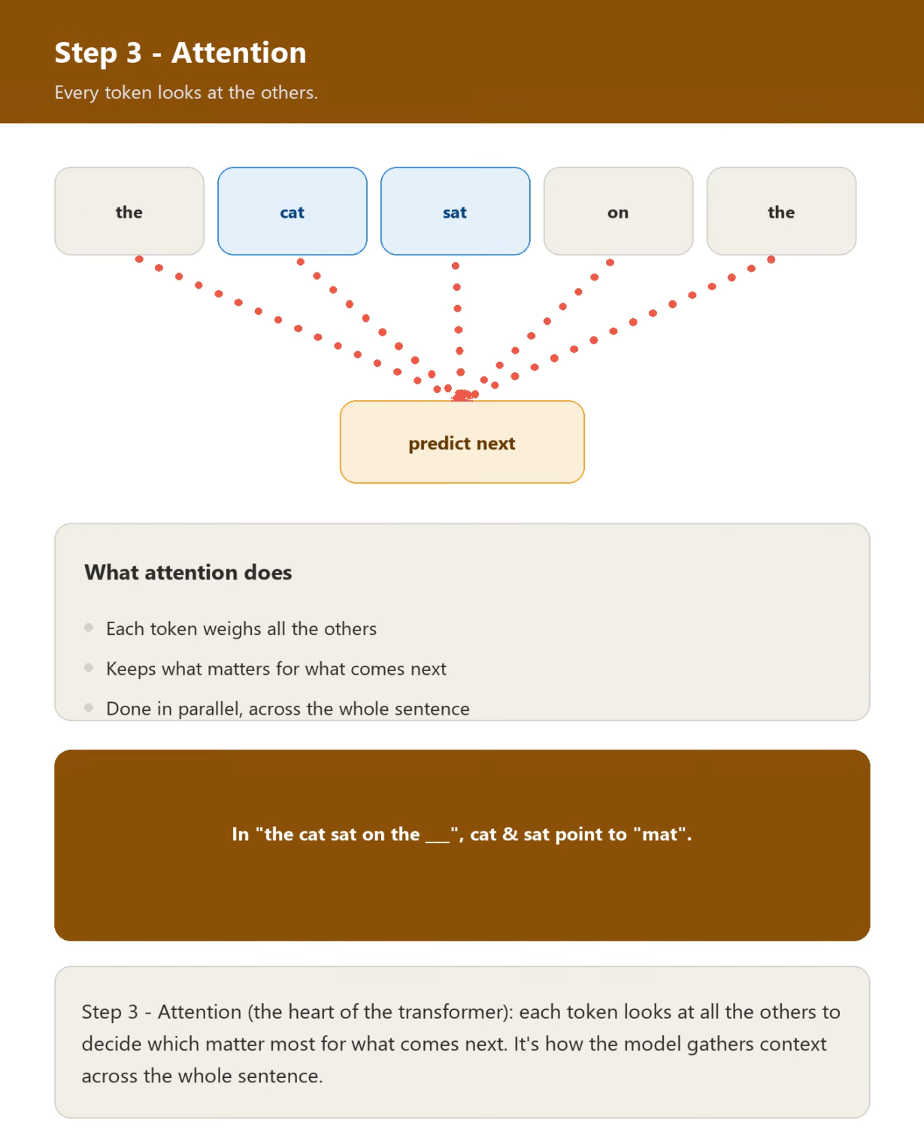Step 3. Attention, the heart of the transformer. For every token, the model looks at all the other tokens and decides which ones matter most for predicting what comes next. In "the cat sat on the blank," the word "mat" is suggested by "cat" and "sat." Attention is how the model gathers context from across the whole sentence, in parallel.